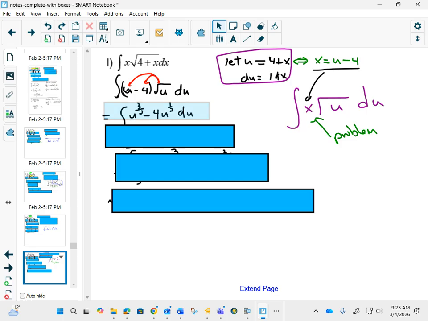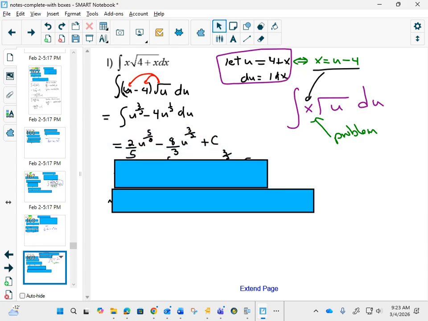And if I distribute it, I'm going to get u to the 3/2 minus 4 u to the half du. Each of these is a simple power rule now. Add 1 to the exponent, divide by the exponent. Simple power laws with fractions. Add 1 to the exponent, divide by the exponent. And when I divide by 3/2 and multiply by the reciprocal, I just did the mental math. You could get that in 2 steps, no problem.